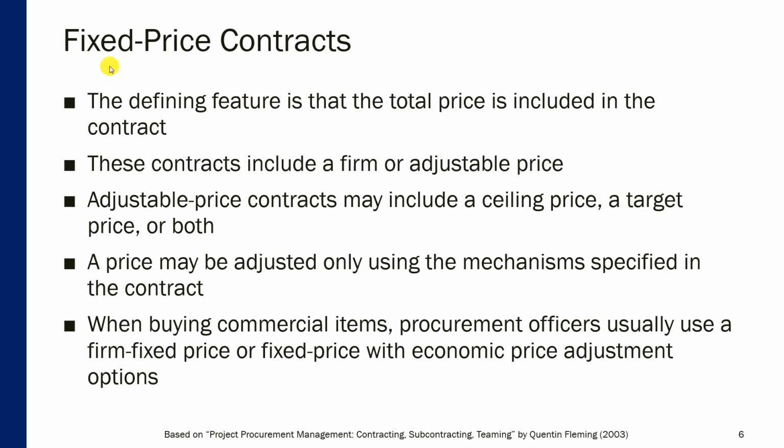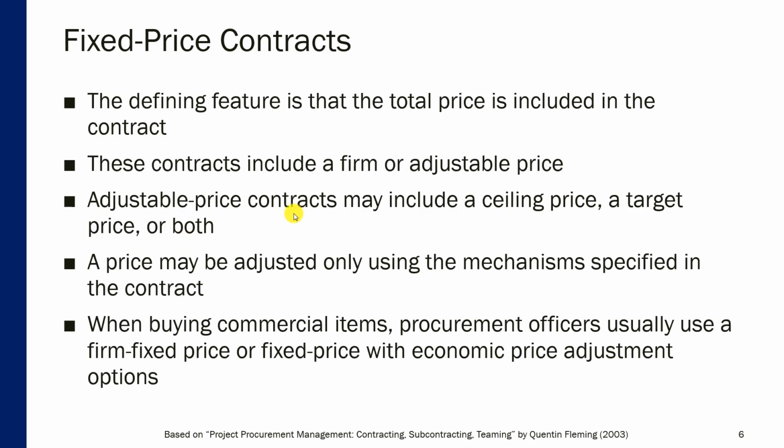So let's talk about fixed price contracts in more detail. As the name suggests, the defining feature of this type of contract is that the total price is included in the contract. So the contract will say the following company agrees to deliver the following product or service for a price of X. Now, some of these contracts may include a firm price, meaning there's a definite price and the seller needs to agree to it no matter what, or adjustable price.